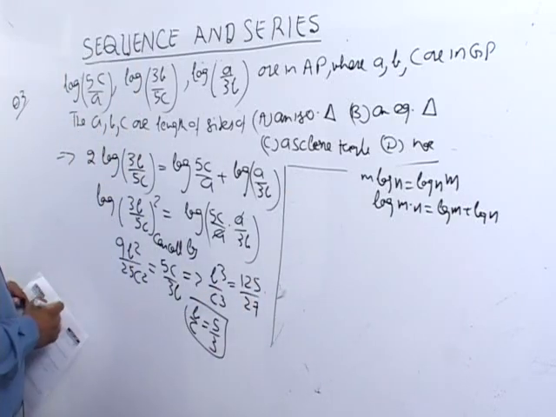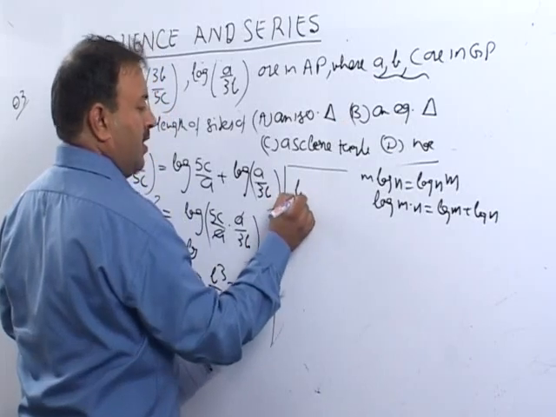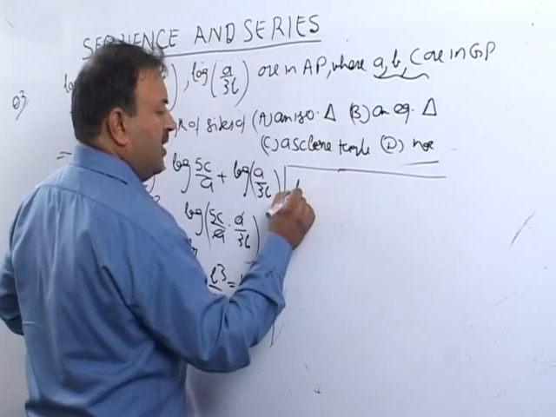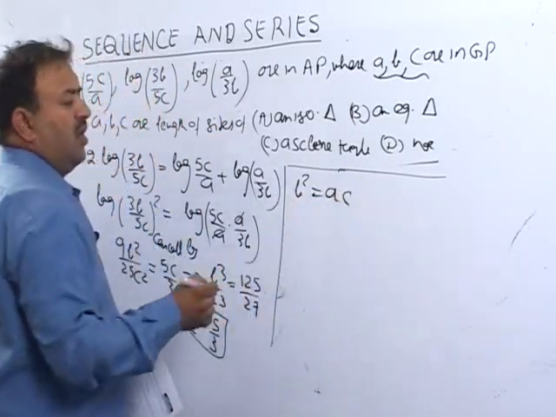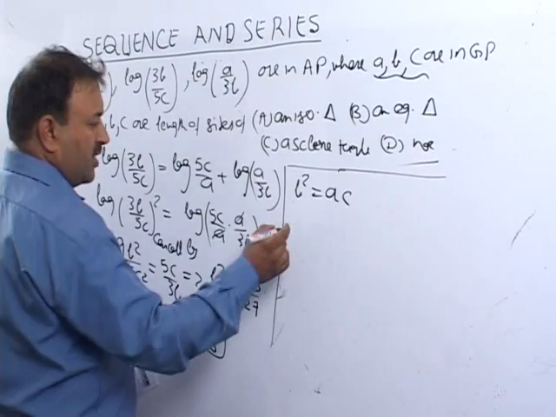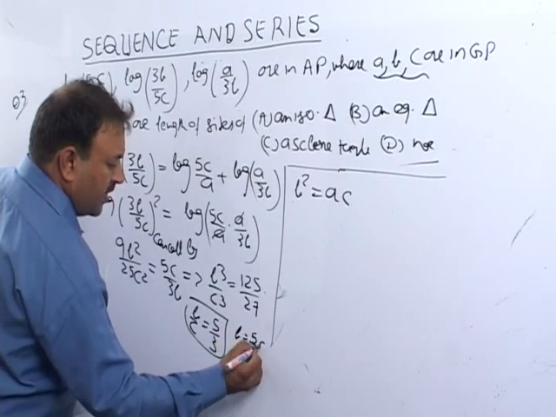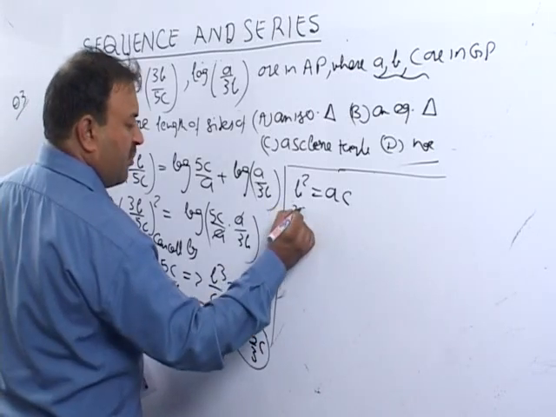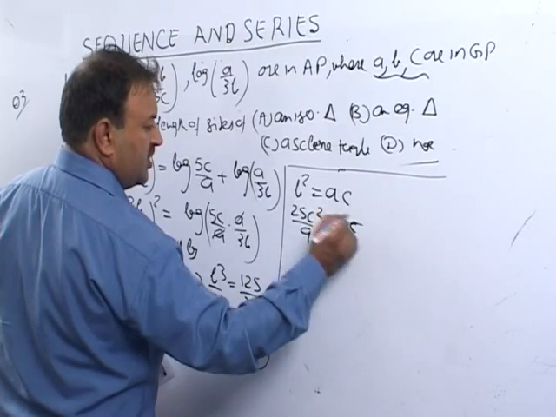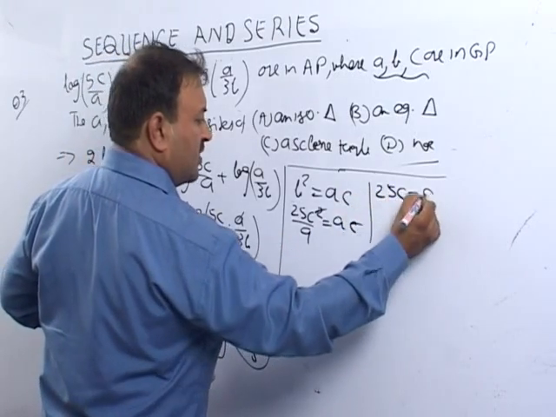Now, the next thing we have been given is that a, b, c are in GP. That means b square is equal to ac. B की ये वाली वैल्यू मैं पुट कर सकता हूँ. B की वैल्यू यहाँ से आएगी 5/3 c. Putting the value, 25c square upon 9 is equal to ac. c will be cancelled out, and we are left with 25c is equal to 9a.